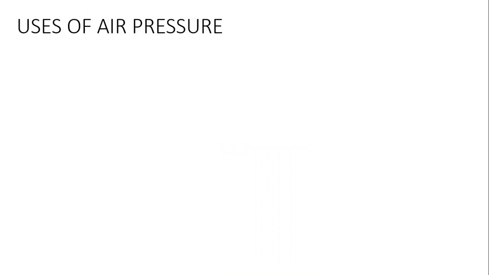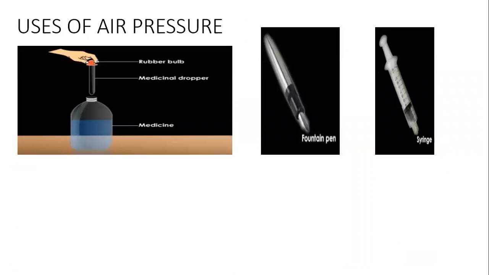Uses of air pressure. A medicinal dropper functions with the help of air pressure. When the rubber bulb is pressed and then inserted in the medicine, the air is released out. And to fill this empty air column, the medicine rushes into the dropper.